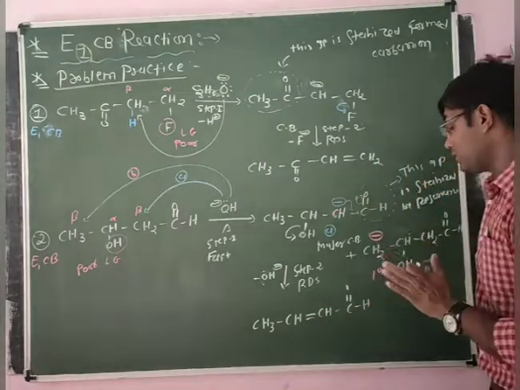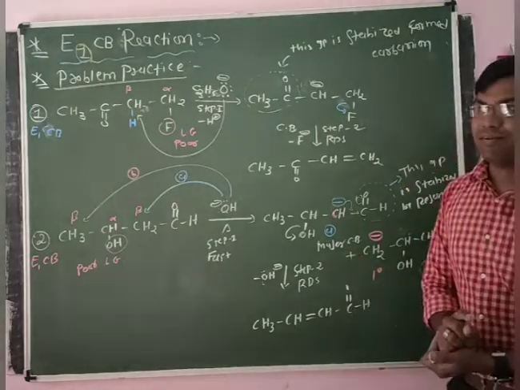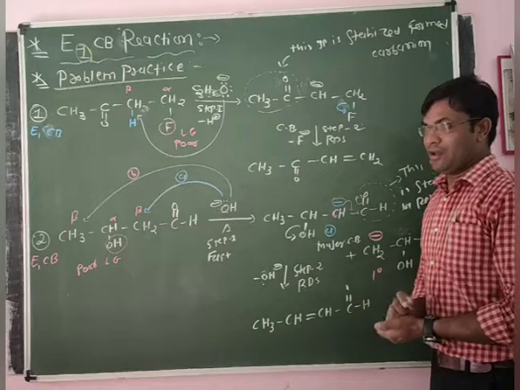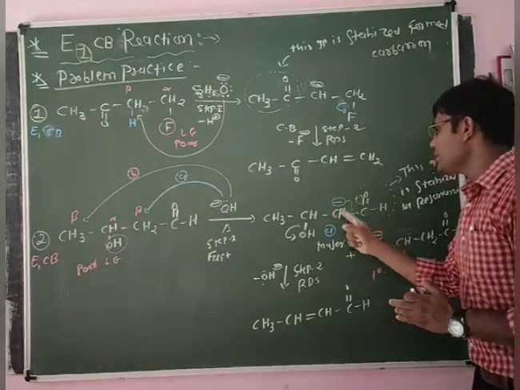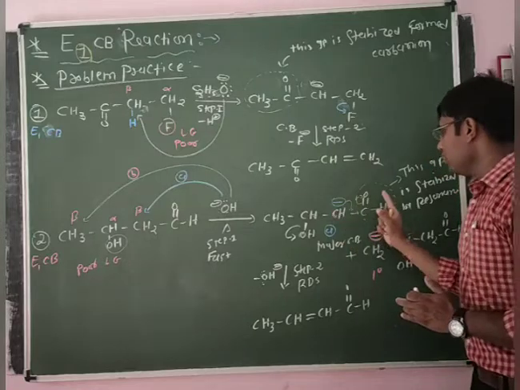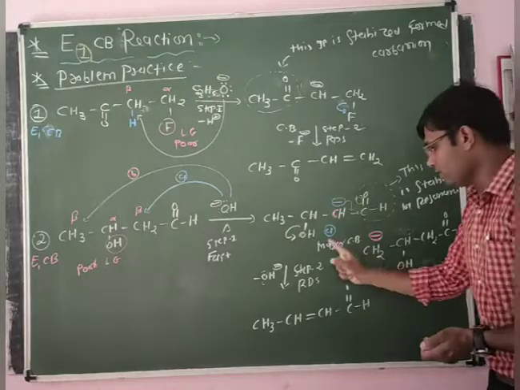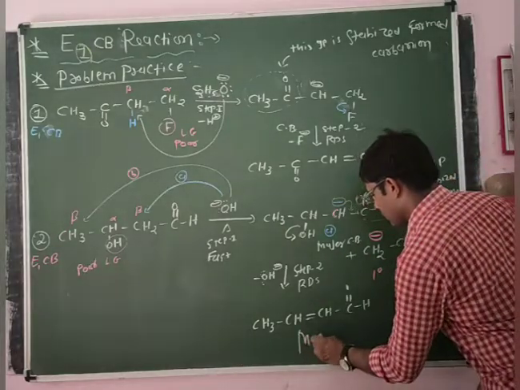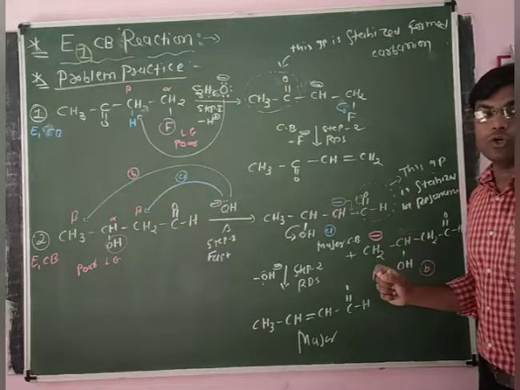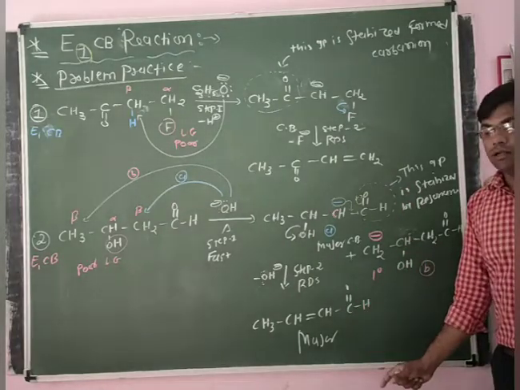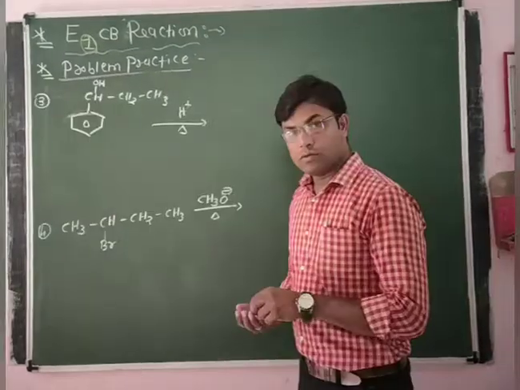So you can see this is not the Hofmann product, but it is the Zaitsev product, due to more stabilization by resonance, more stabilization of this carbanion through resonance. So this one is our major product. Clear? This one is our major alkene. Okay, so you will understand very well. Clear? These are two problems of E1cB reaction.